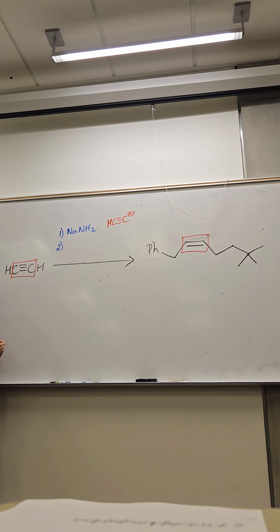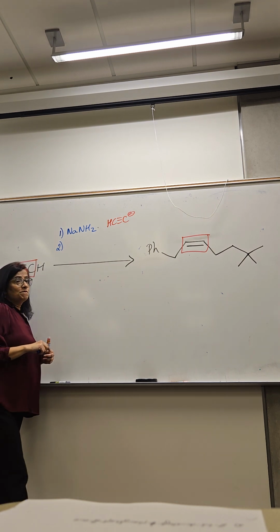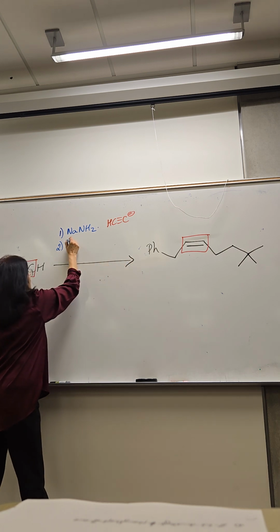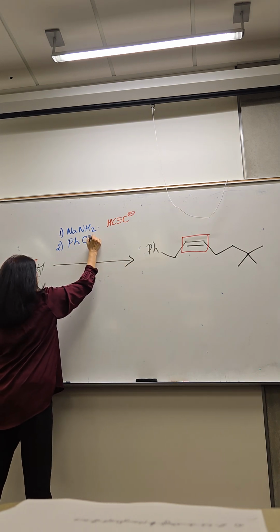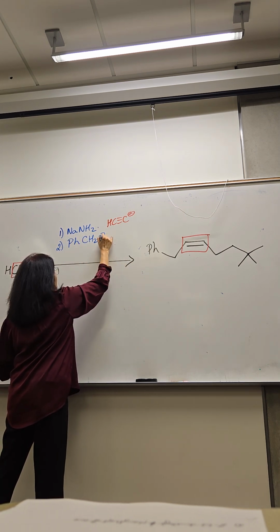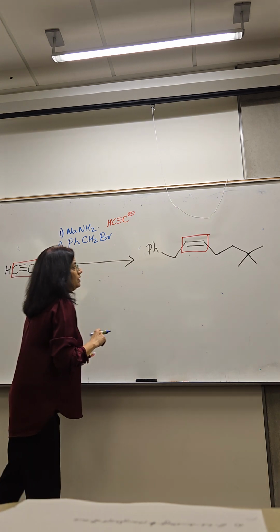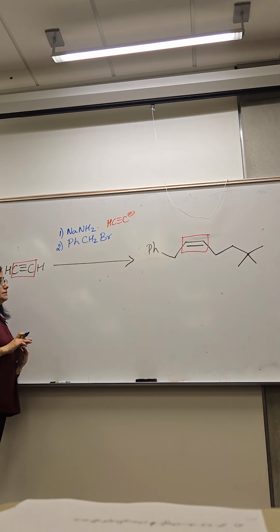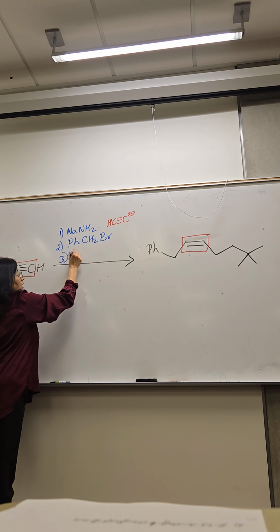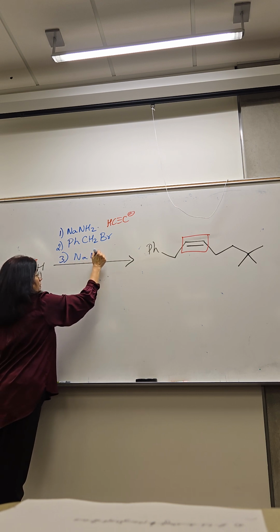A phenyl, not phenyl, like benzyl. Benzyl what? Benzyl halide or OTs. So be specific. You're going to do an SN2 with one of them, right? Agree? Everybody okay? Okay, what do you think you should do next? NaNH2 again, okay? Then what?